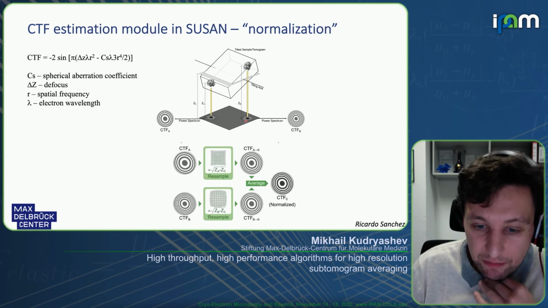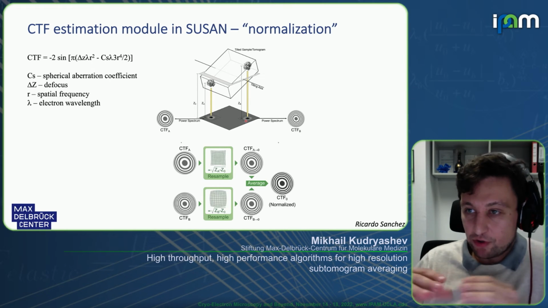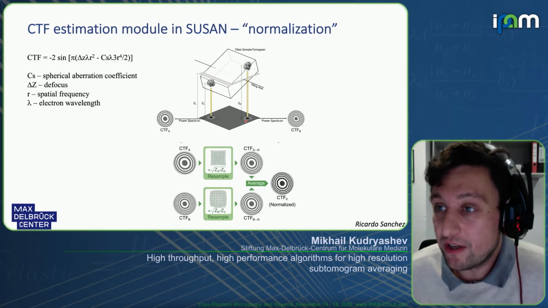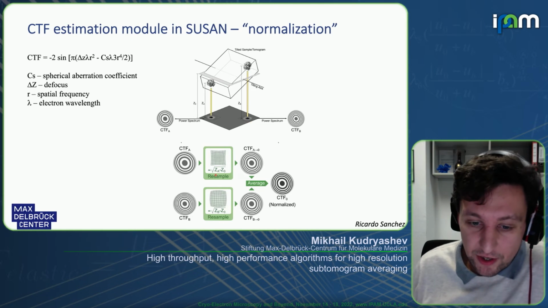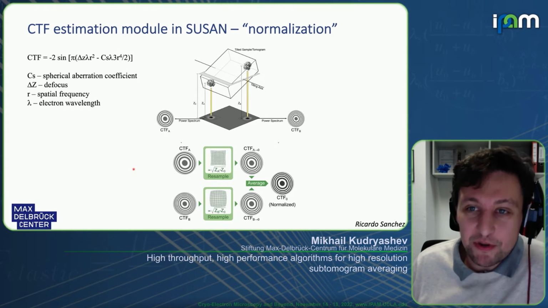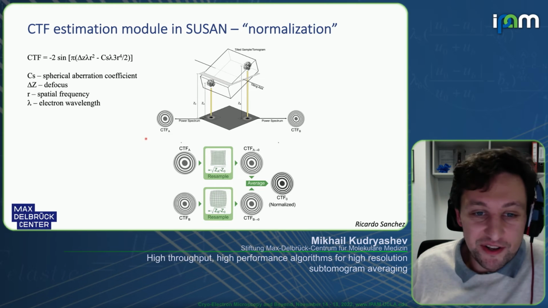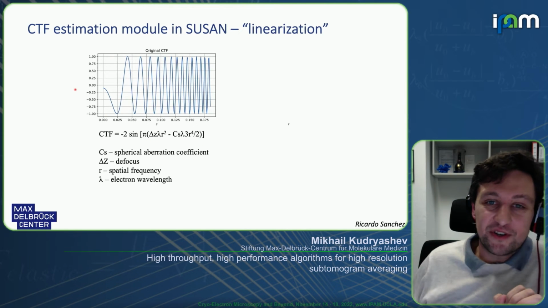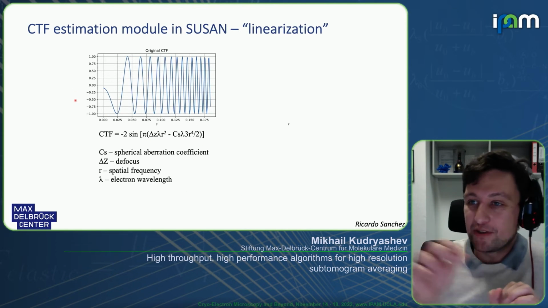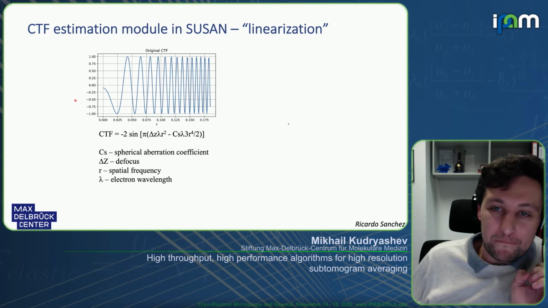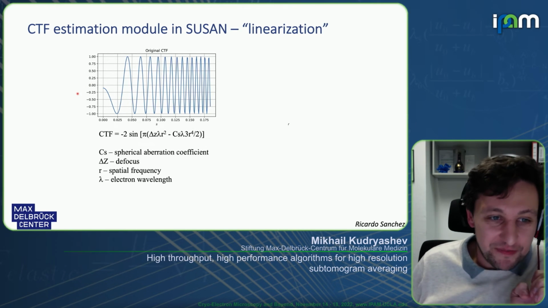So the first step that Ricardo does is resampling them to the same height. He didn't invent this. It's also done in the other software packages. But the second step that he does, I think, is rather neat, is that he tries to estimate the defocus by the so-called linearization procedure.